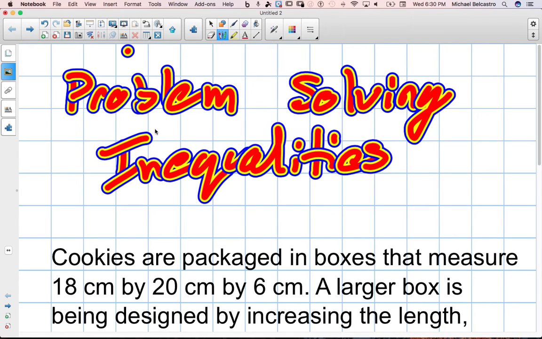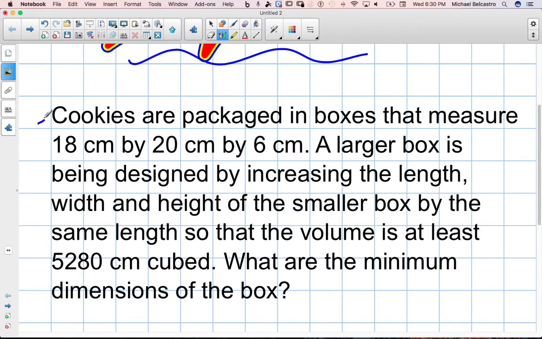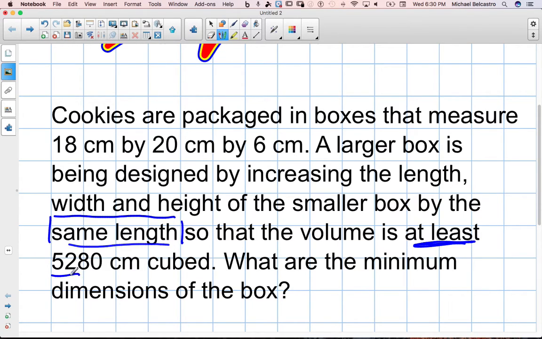Solving inequalities. The question asks: cookies are packaged in boxes that measure 18 centimeters by 20 centimeters by 6. A larger box is being designed by increasing the length, width, and height of the smaller box by the same length, which is key. That makes this question simpler than it could be. So that the volume is at least 5,280 centimeters cubed. What is the minimum dimension of the box?